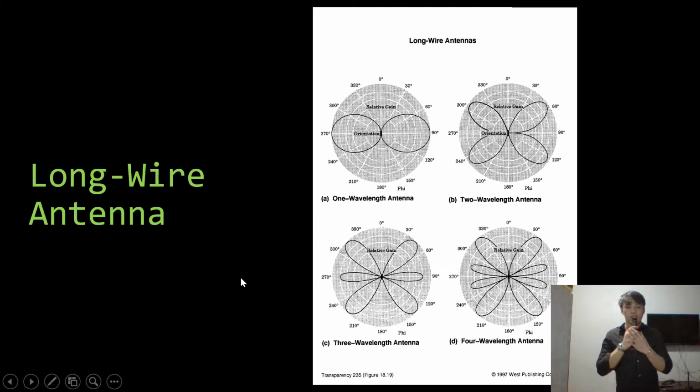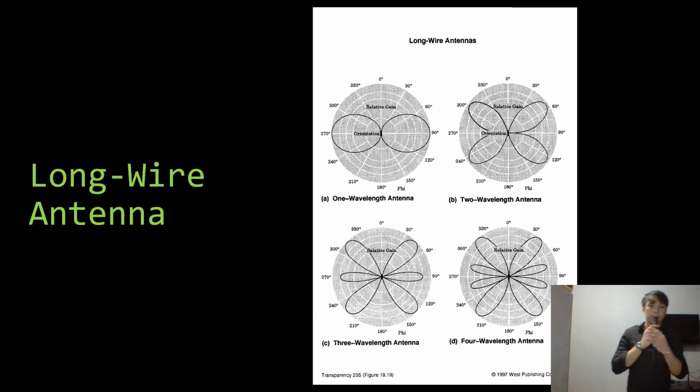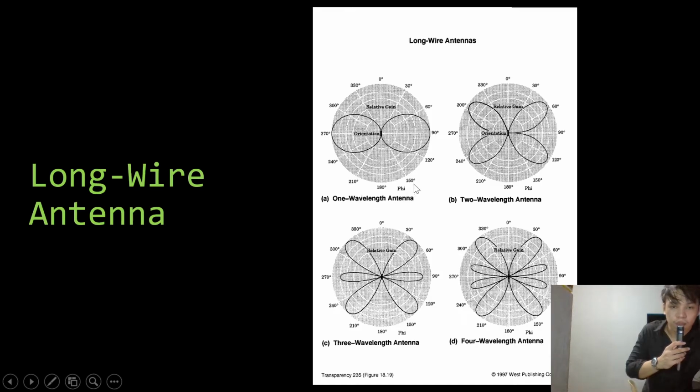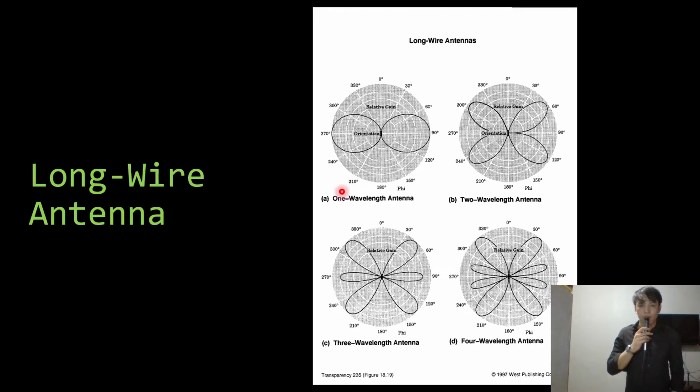The next one is the long wire antennas. Long wire antennas, there are many kinds of long wire antennas. The first one, the one wavelength. So one wavelength, as we can see here, this is the orientation of receiving the signal.